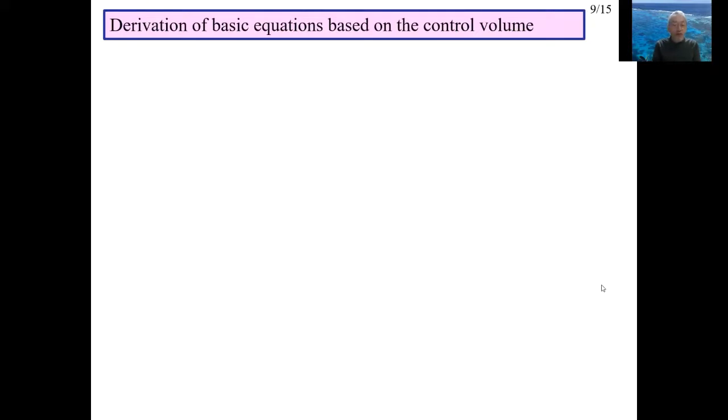From here, I try to derive the equation of motion using the control volume. In the following, the problem will be treated two-dimensionally for simplicity.